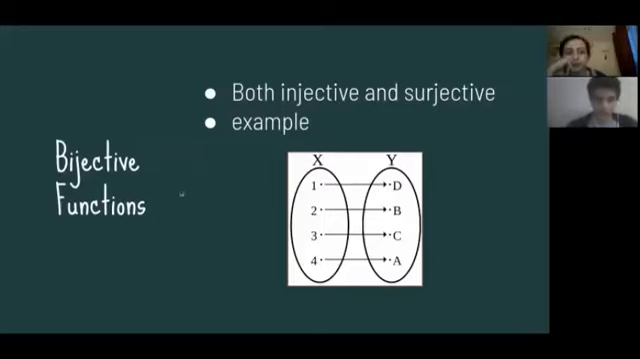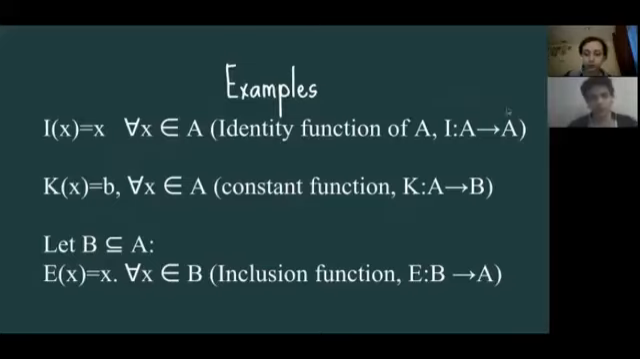So this is just what a bijective function is. It's just a combination of the last two types of functions. So you just add the two conditions of the injective function and the surjective function to get a bijective function. So these are some examples of functions.